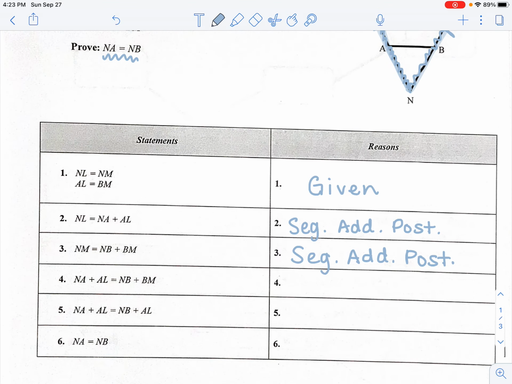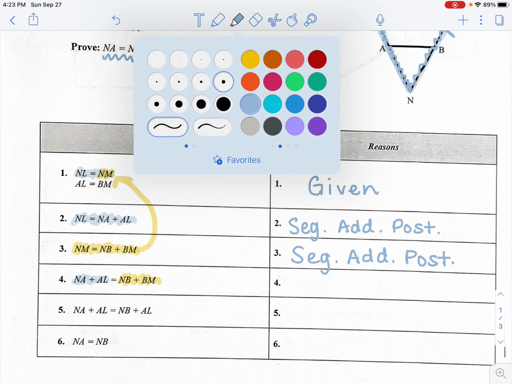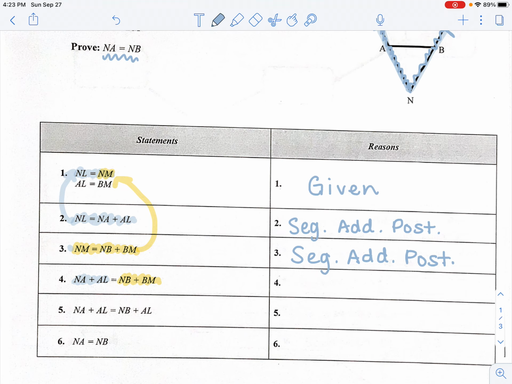They then said that NA plus AL equals NB plus BM. Where are they getting that information from? So NA plus AL, I see that up here. That equals NL. So they said that NL is equal to that. And remember, NL is also up here. We also know that NL is equal to NM. Well, NM is NB plus BM. So what they did is they substituted in those equations. They substitute this in for that and this in for there. So I would call that substitution.